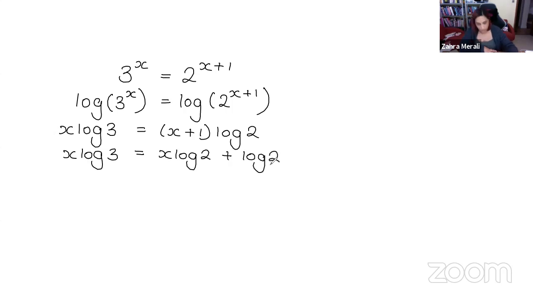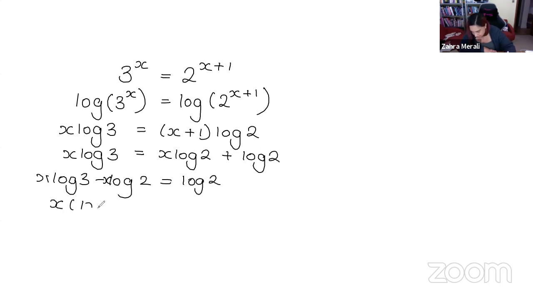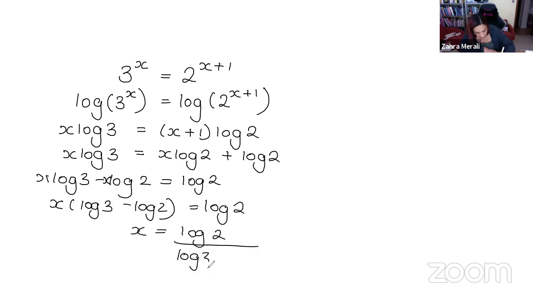I can put all my x's on one side: x log 3 minus x log 2 equals log 2. Take x outside the bracket, and I can make x the subject. At this point, I would rearrange everything before I put it in a calculator. When you put this in a calculator, you get 1.7095.